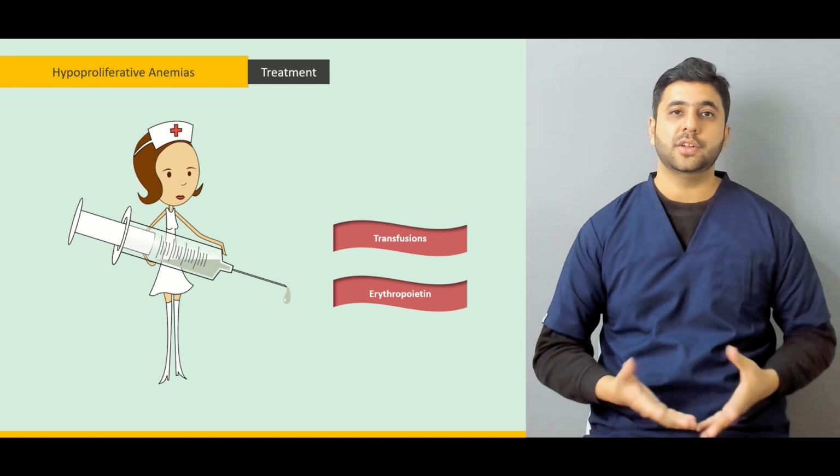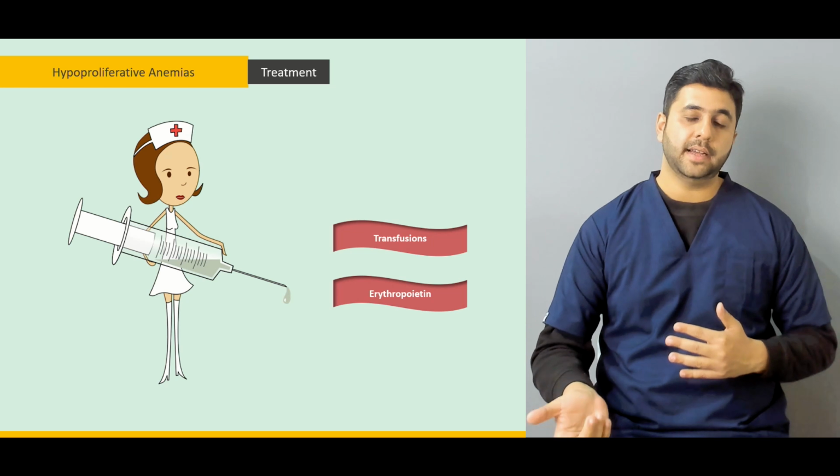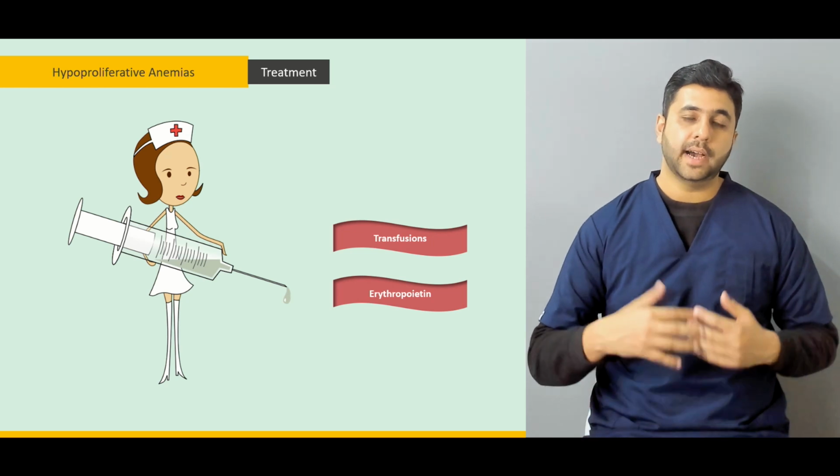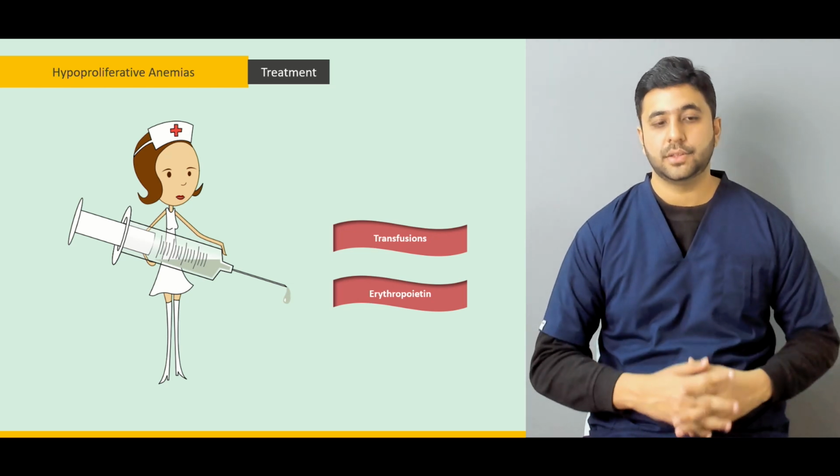And similarly, when we are giving erythropoietin to the patients, we also have to give iron, so that if there is any concurrent iron deficiency, the iron levels keep up with the erythropoietin production of the erythrocytes.